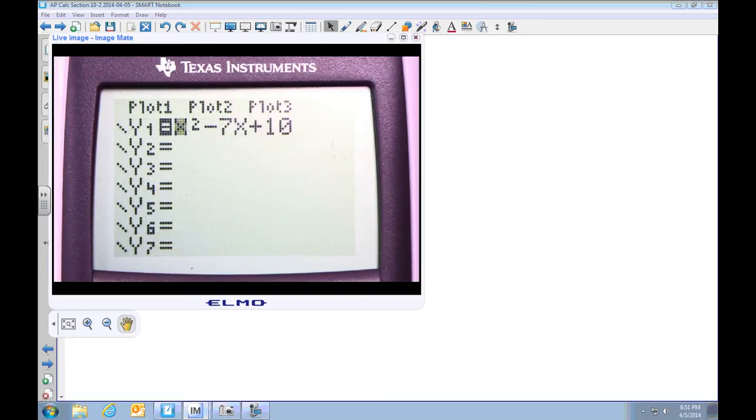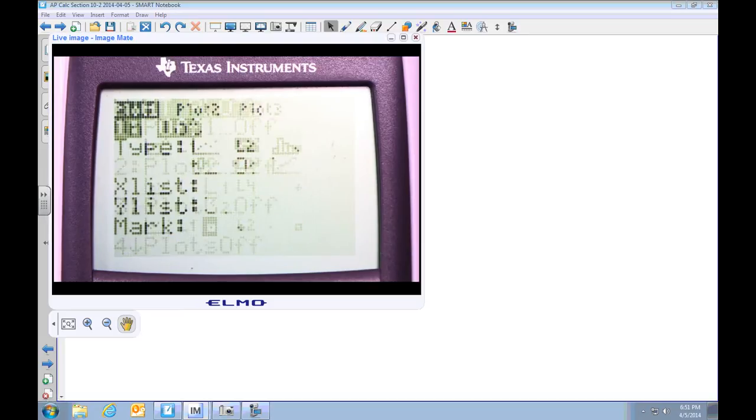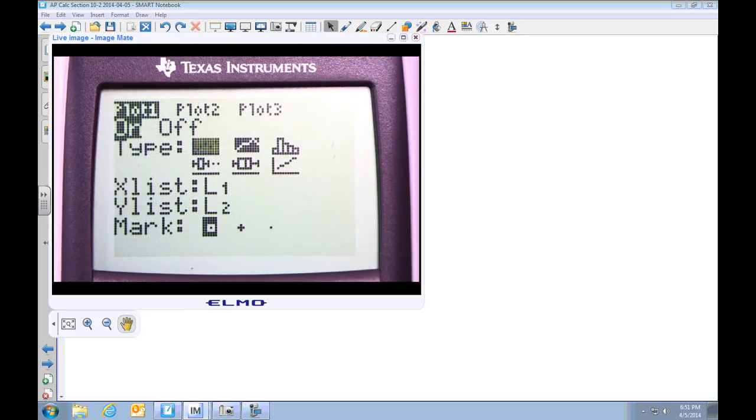All right, so let's just have it do a stat plot of this thing. Let me get rid of this function here. I don't need that anymore. And we'll do a stat plot. Turn that first one on. I'm going to go ahead and do a connected scatter plot there. We'll use list 1 and list 2, and I'll use this square as my mark just so I can see each of those points.